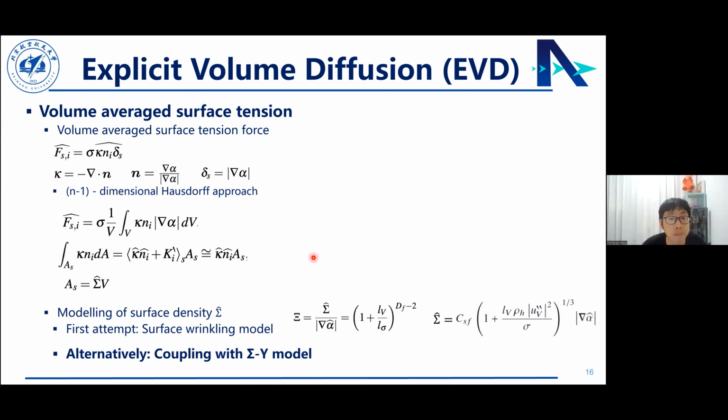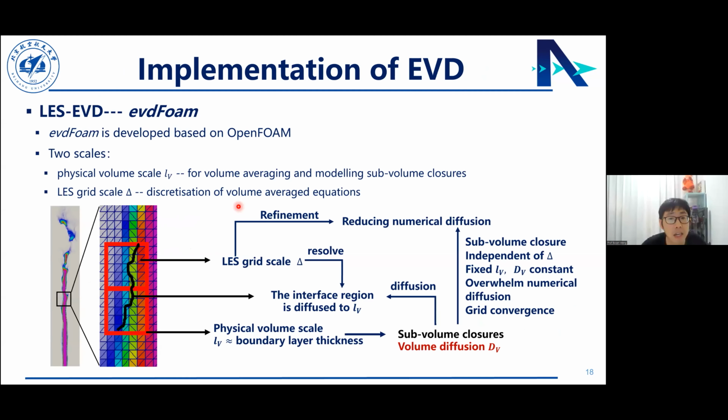This EVD method is developed based on OpenFOAM. It's called EVDFoam. We introduce two scales. One is the physical volume scale, here the big red square. Another one is the LES grid scale, the relatively smaller grid values here. For the physical volume scale, we do volume averaging and model the subvolume closures. And the LES grid is used to discretize the volume-averaged equations.